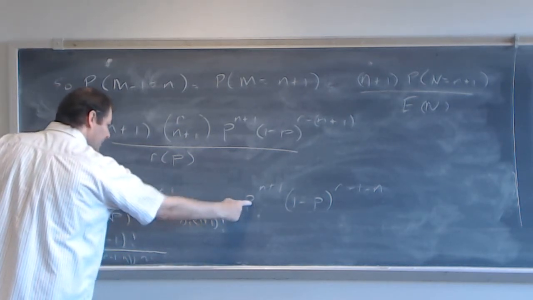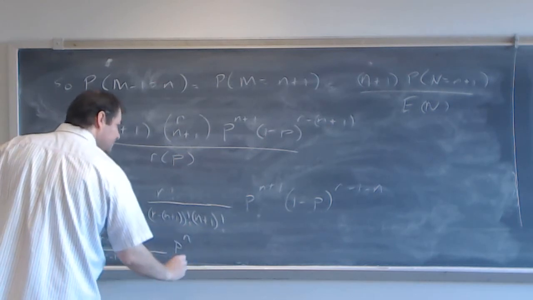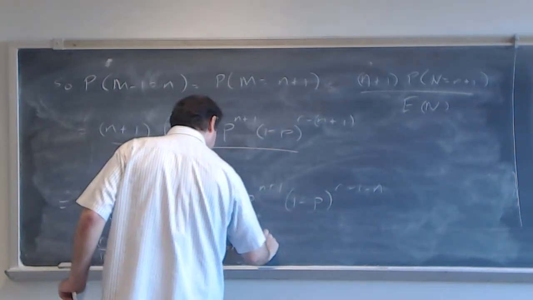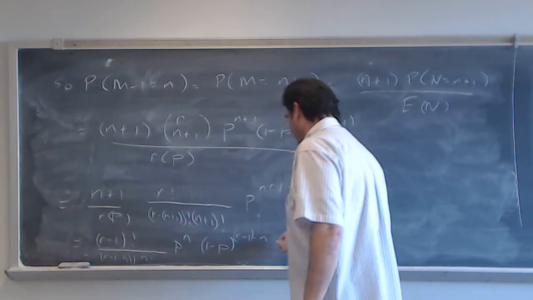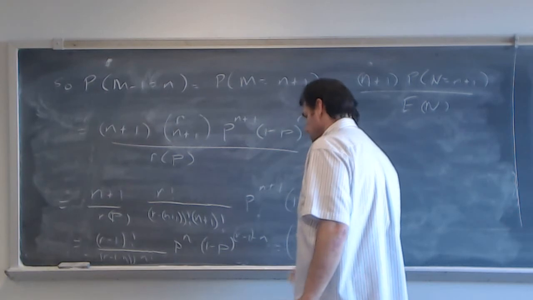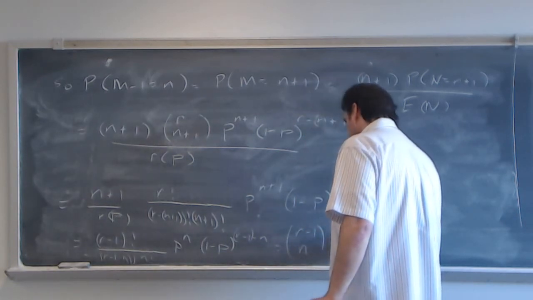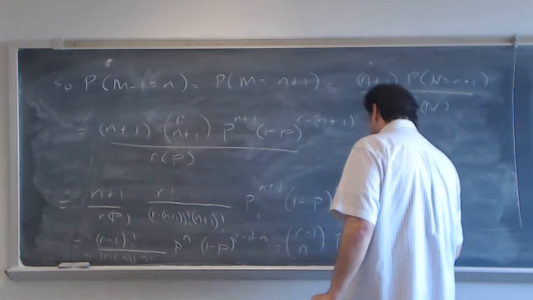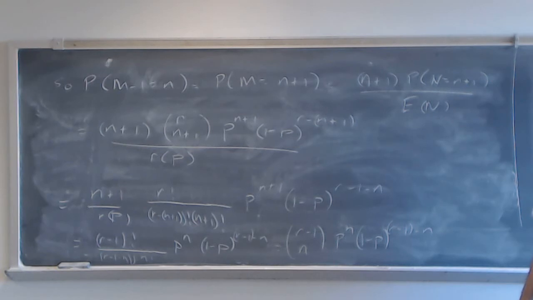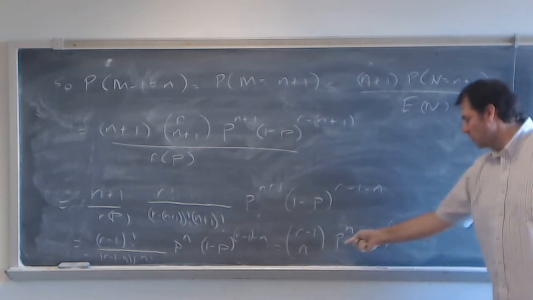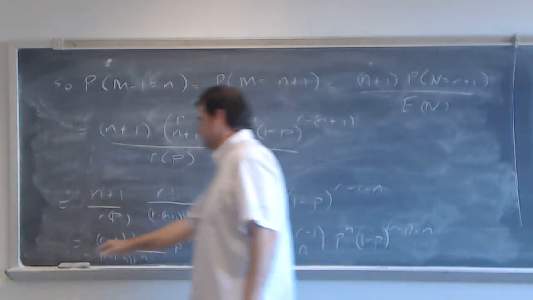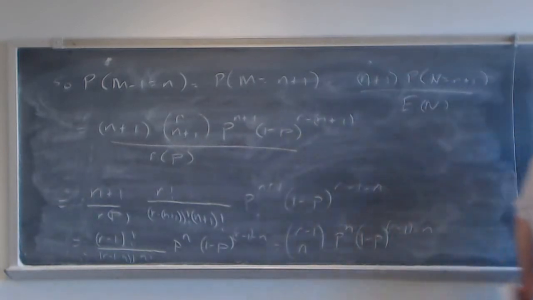This p cancels for one of the p's here. We're left with p to the n, and here it's 1 minus p to the r minus 1 minus n. So I'll group the r minus 1 together. That's r minus 1 choose n, p to the n, 1 minus p to the r minus 1 minus n. That is the PMF of a binomial random variable with parameters r minus 1 and p. So I'm going to write that down. And that will conclude the proof.